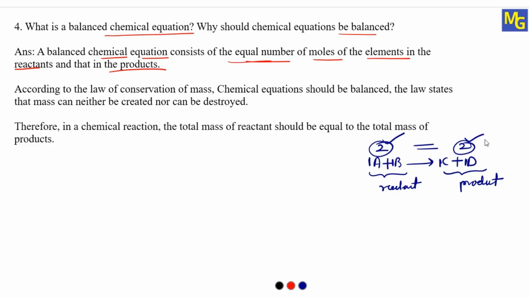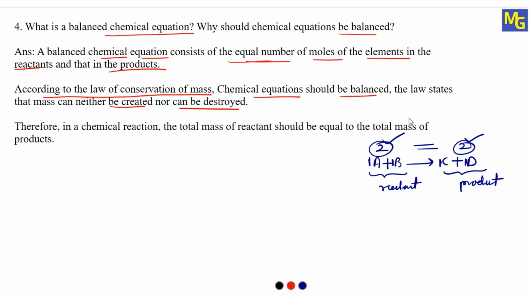balanced chemical equation. Now, why do we have to study this? According to the law of conservation of mass, a chemical equation should be balanced. The law states that mass can neither be created nor be destroyed. So always remember, whatever you can see in the universe, whatever reactions we can see beside us, whether man-made or naturally occurring, the number of reactants and the number of products will be the same, equal.